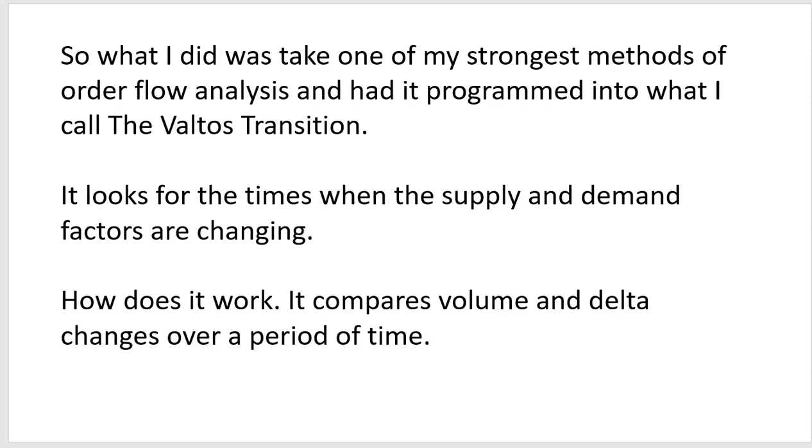So what I did was, I took my strongest methods of order flow analysis. I've got quite a few, but I realized, when I go over the trades, that there's certain ones that appear more frequently and that are generally more profitable than others. So I've been in the process of getting them programmed over the last couple of years, and this is the latest. It's the Valtos Transition, and it looks for times when the supply and demand factors are changing. And how does it work? Well, it compares the volume and delta changes over a period of time.